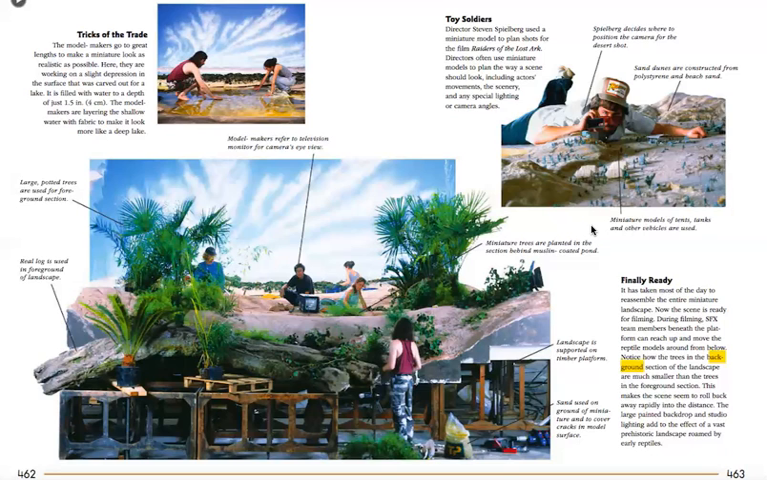So your job for your assignment today is actually going to be to look at this picture right here, and I'll post it on your assignment, and you're going to come up with another caption for this picture. How would you caption this picture? Based on what we read about this picture, that the director Steven Spielberg used a miniature model to plan shots for the film Raiders of the Lost Ark. Directors often use miniature models to plan the way a scene should look, including actors' movements, the scenery, and any special lighting or camera angles. And then it gave us little information about specific areas in the scene.